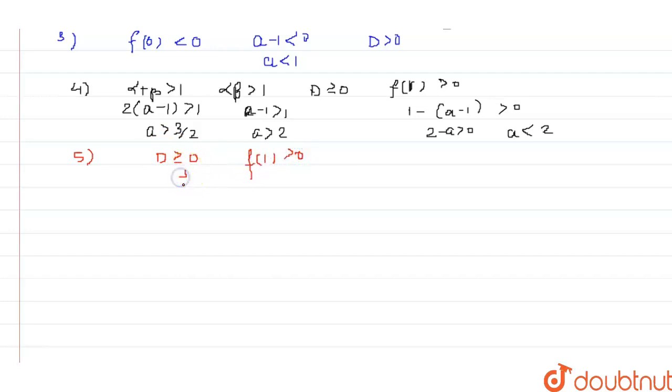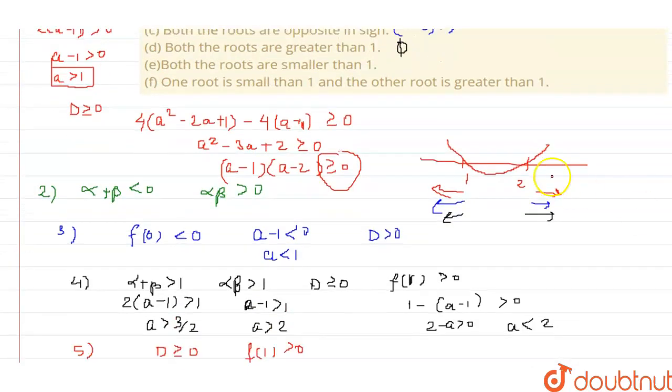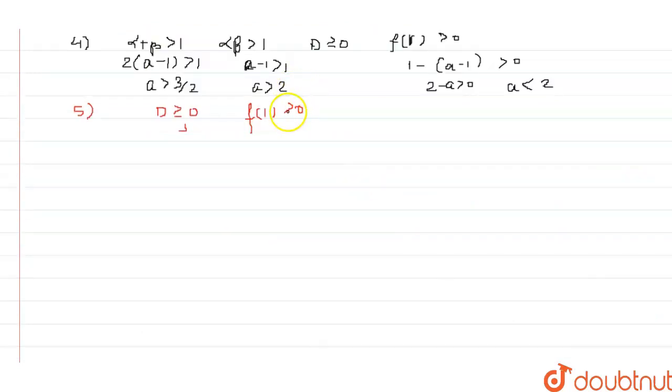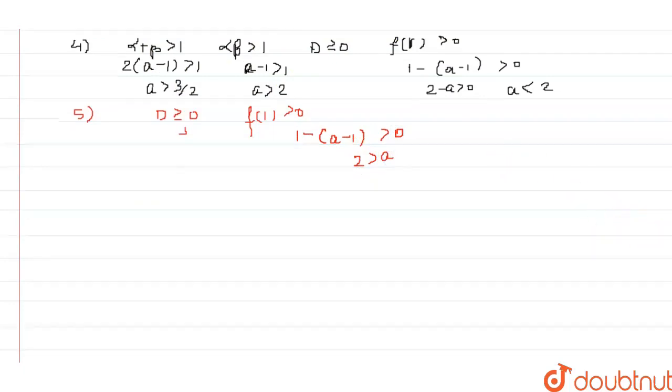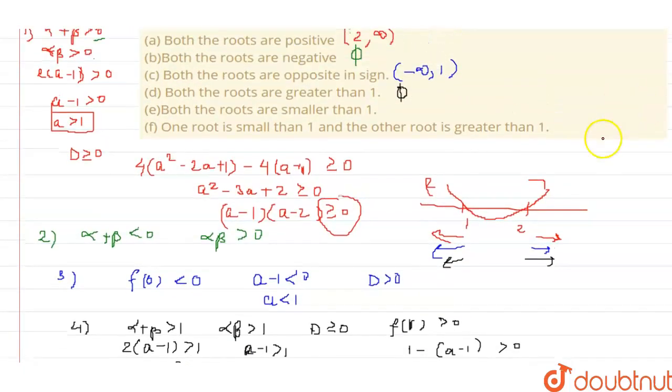So if this is the case, then we can say that for all the values of a belonging from minus infinity to 1 and from 2 to infinity, this is going to exist for d greater than or equal to 0. But for f of 1 greater than 0, we can say that 1 minus a minus 1 should be greater than 0. Then we can say that 2 should be greater than a. So when we take the intersection of both of these, then we come to know that for a belonging from minus infinity to 1, this is going to exist, right?